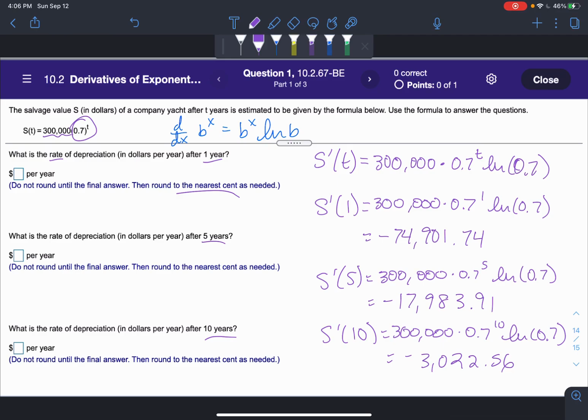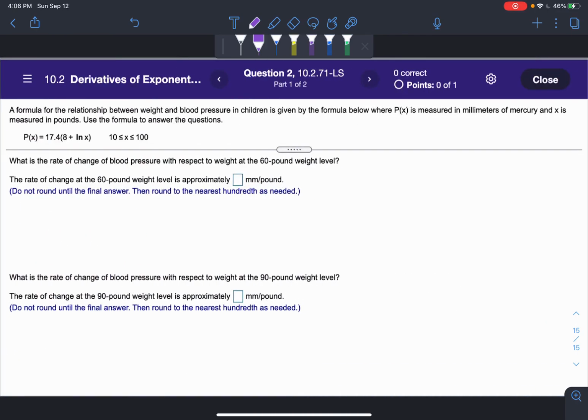All right, and then now we have a formula for the relationship between weight and blood pressure in children. So this P of X, and the first question's asking for the rate of change at the 60-pound level, and the second one's rate of change at 90-pound. So it's very similar to the last question where we first want to find P prime of X, and then plug in these two values. So P prime of 60 and P prime of 90. So let's first find P prime as our derivative.